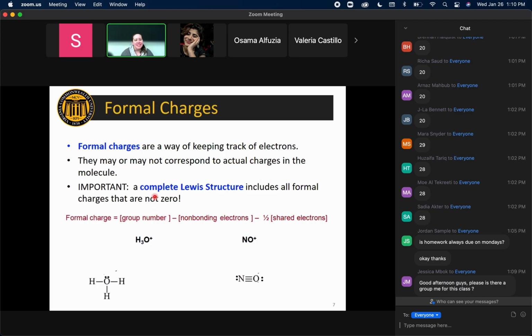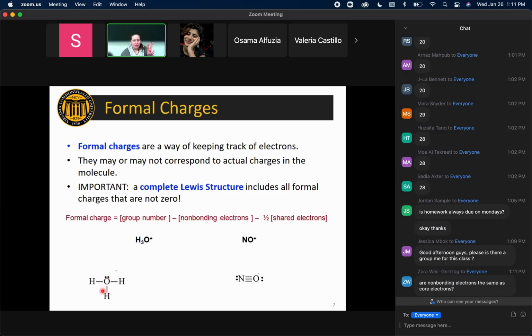6, thank you. All right, so we've got a group number of 6, and then we have to subtract the number of non-bonding electrons. Non-bonding electrons are exactly what they sound like. They're electrons that are not part of bonds. So in the case of this oxygen atom, it has 2. They're hanging out together as a lone pair, but even though it's a lone pair, it's 2 electrons, right? So we take our 6, we're going to subtract 2, that gets us down to 4.